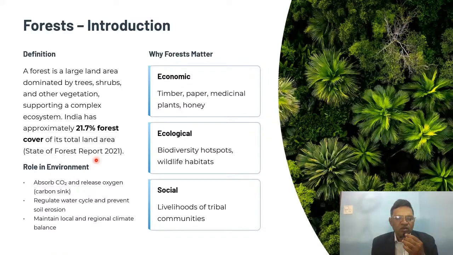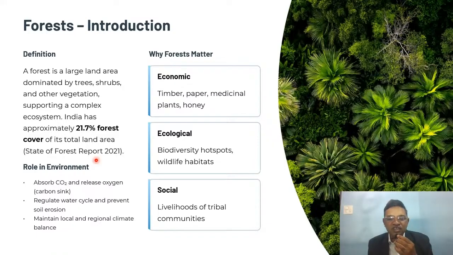So what is the importance of this forest? It absorbs carbon dioxide, CO2, and releases oxygen. It regulates the water cycle and prevents soil erosion. It maintains local and regional climate balance.